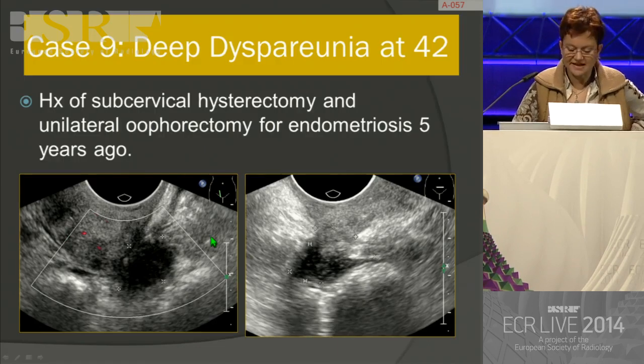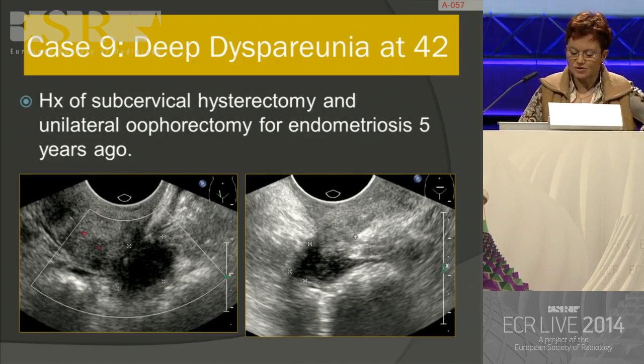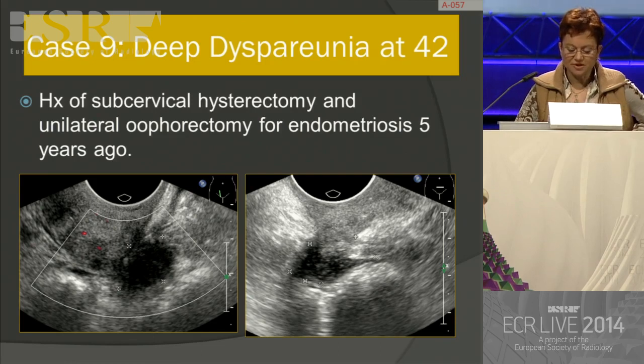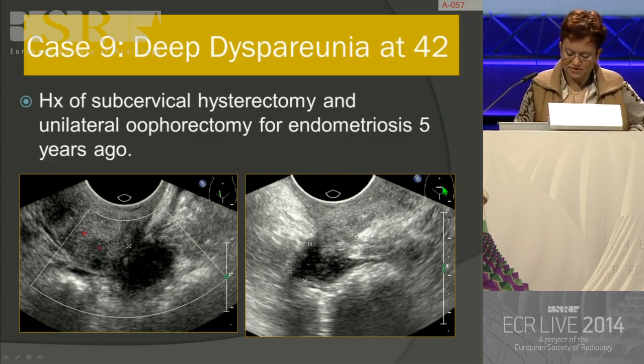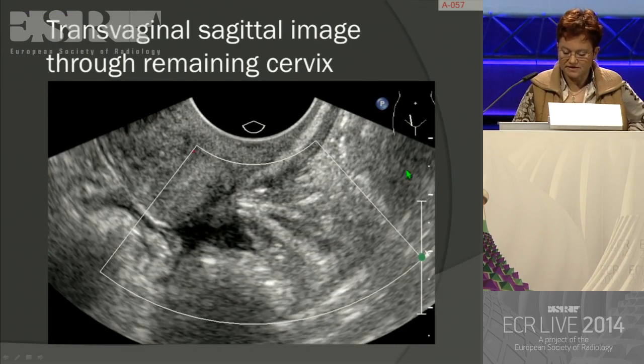Let's go to case 9. Here is a patient that complains about deep dyspareunia at the age of 42. She has a history of subcervical hysterectomy for endometriosis and unilateral oophorectomy for endometriosis 5 years ago. So this is the image of the remaining cervix, axial and sagittal. Transvaginally again, through the cervix, sagittal.